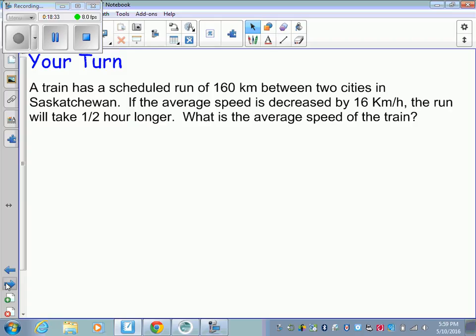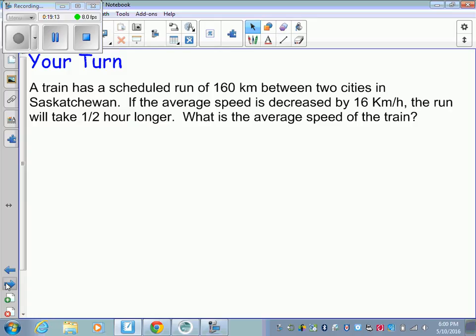Similar to my question I talked about Summerside, because a train has a scheduled run of 160 kilometers between two cities in Saskatchewan. If the average speed is decreased by 16, the run will take half an hour longer. So think about this, like my Summerside trip. In good weather, it took me an hour. In the bad weather, when I had to reduce my speed by 50, it took me 2 hours, so it was 1 hour longer. So if I thought about that in context, how would I get the 1 hour longer? I would take my slower time, subtract my faster time, would give me 1 hour.